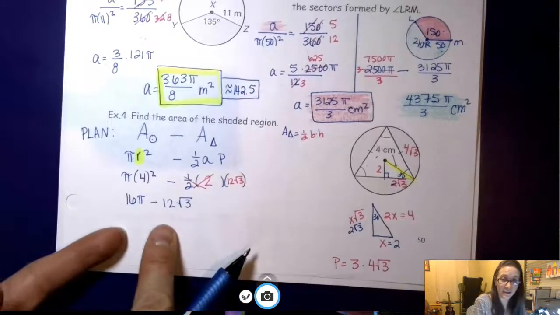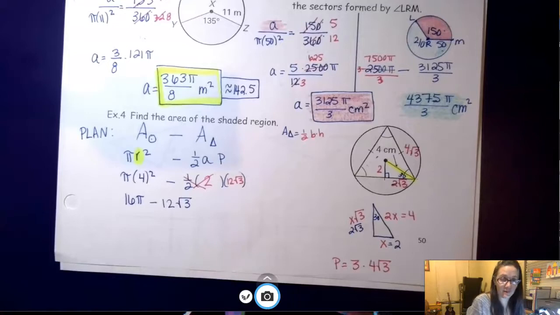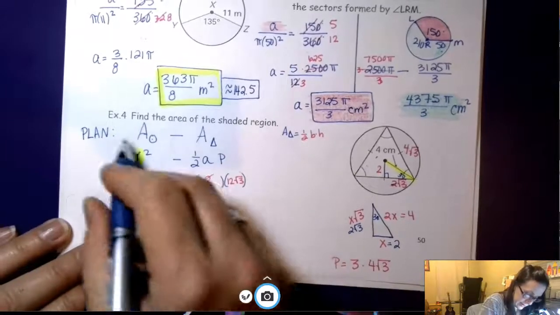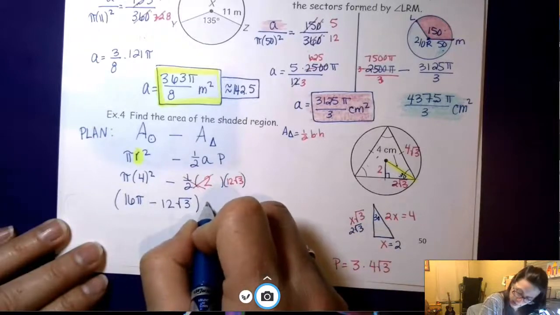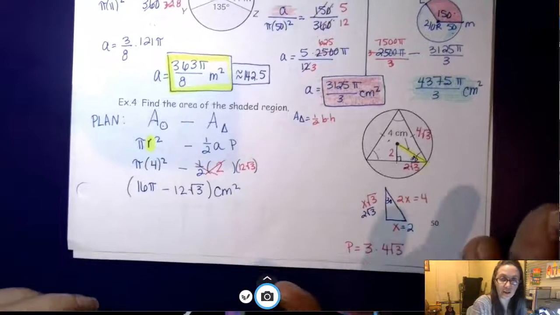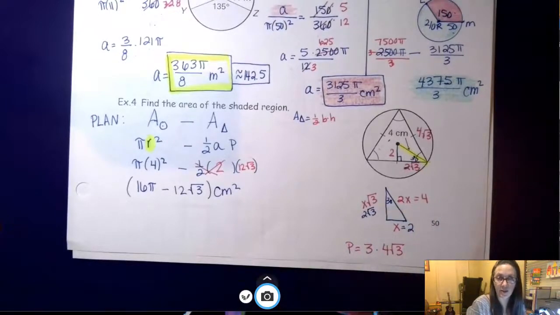I can't combine those. They're not like terms. That's my final answer. I want to keep that together in parentheses. It's area, so my answer is going to be centimeters squared. Now, you can't always plug that in your calculator and get a decimal. I'll go ahead and do that, and I'll be back in a minute. You try it on your own as well.